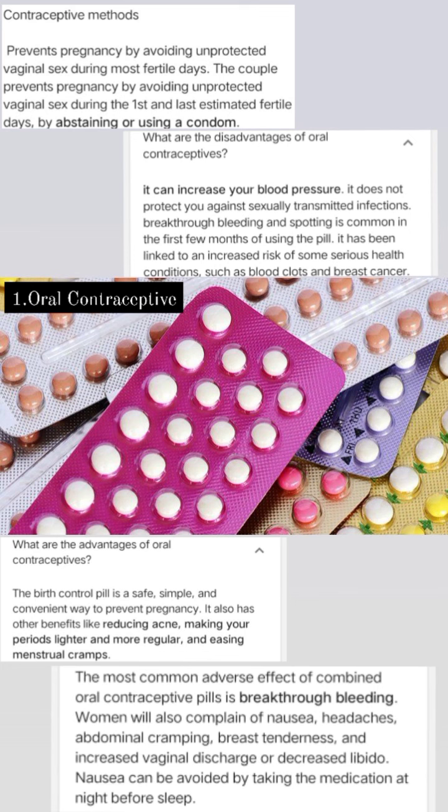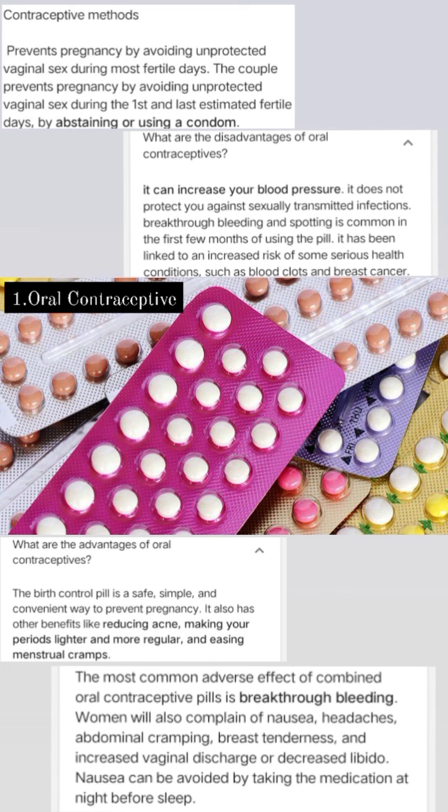The advantages of oral contraceptives. The birth control pill is a safe, simple, and convenient way to prevent pregnancy. It also has other benefits like making your period lighter and more regular, and easing menstrual cramps.